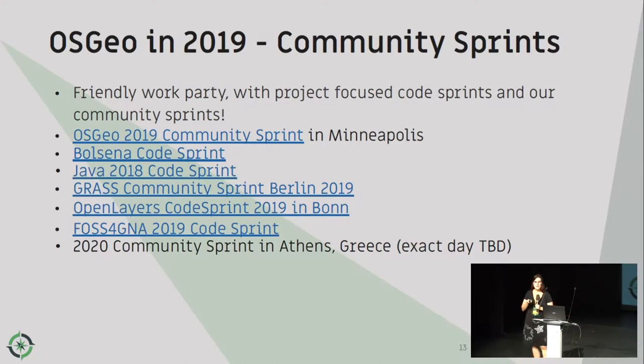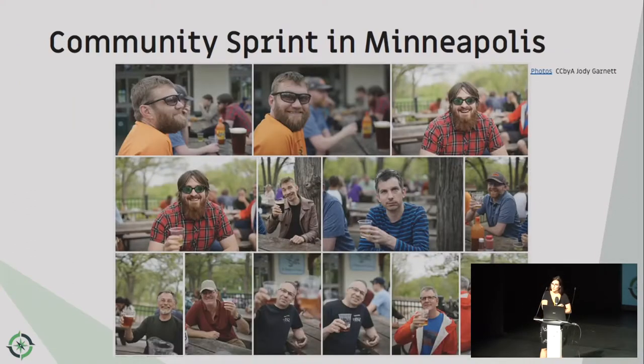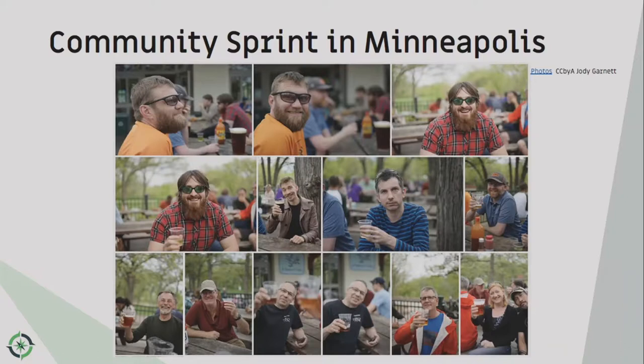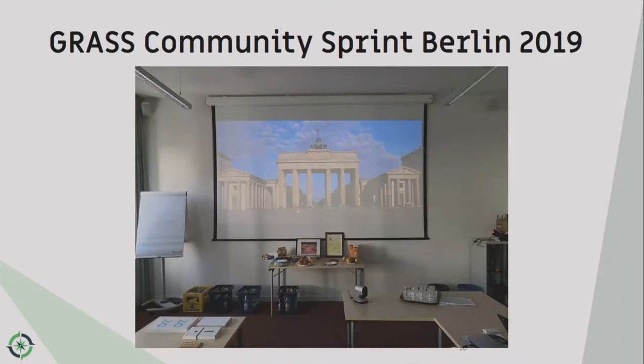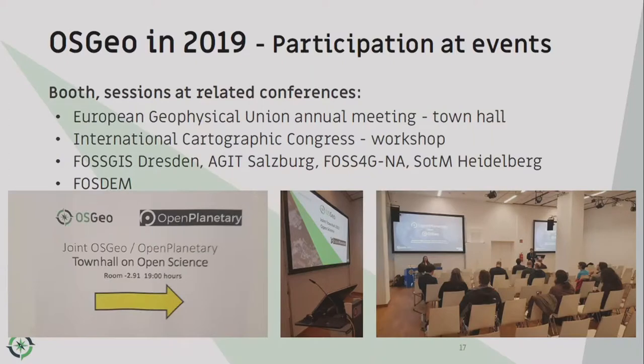The next community sprint in 2020 will be in Athens, Greece. We don't know exactly the day, but you can ask Angelos, I think. So, more photos of community sprints. You see, it's not only work, it's also fun. Bolsena code sprint, GRASS. This is not working, it should be a GIF. You can check later.